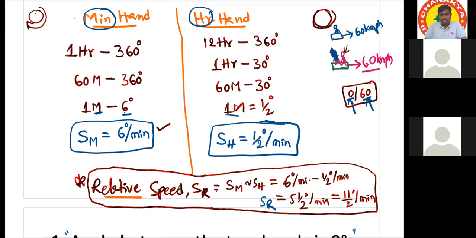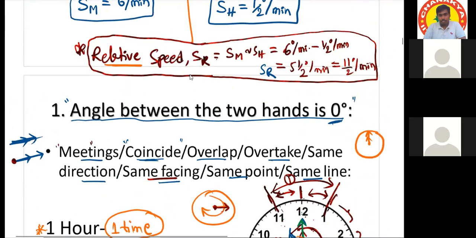The relative speed. What is meant by relative speed? Taking some other object as reference. If the other object is stationary, then with respect to a stationary object, it will be the original speed. With respect to a moving object, if you consider, then we will get relative speed.